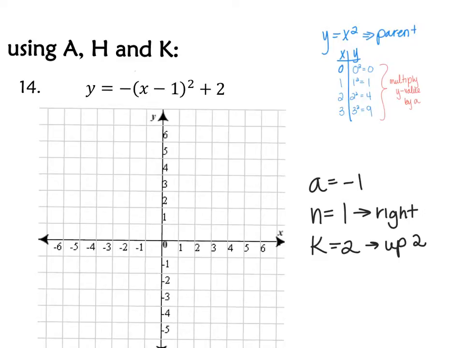So starting at 0, 0, I'm going to the right 1, which is right here, and then I'm going up 2, which is right there. All right, so this is my new vertex. Now, my a is -1, so it's not going to be the parent graph. Instead, I have to multiply everything by -1.